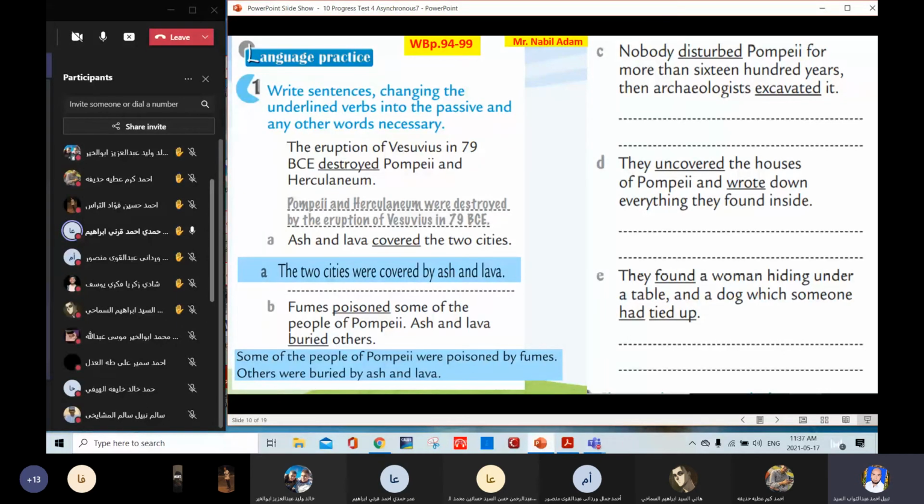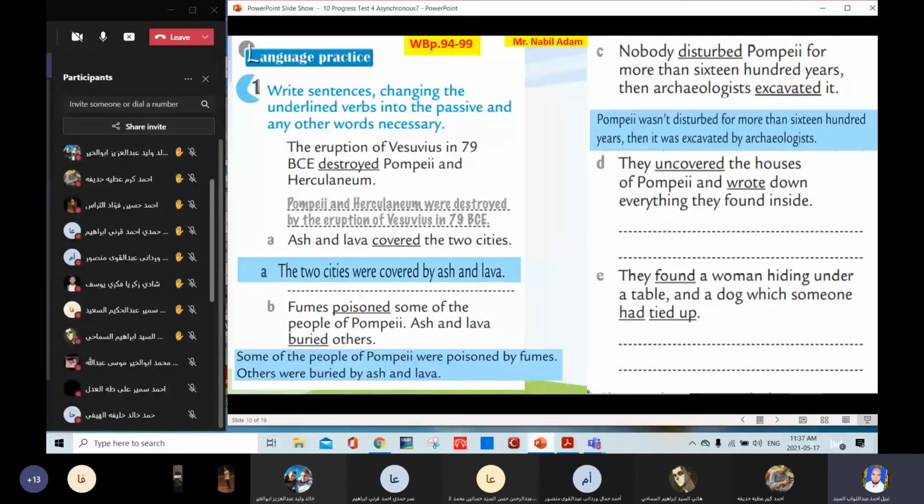They uncovered the houses of Pompeii and wrote down everything they found inside. Begin with the houses of Pompeii. And the second sentence begin with everything. Faris Samir. The houses of Pompeii were uncovered and everything they found inside was written down. Excellent, Faris. Thank you so much.